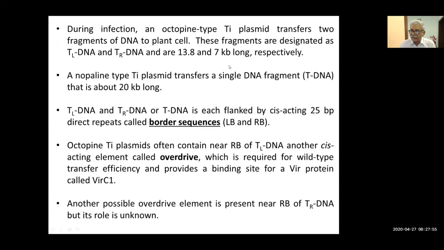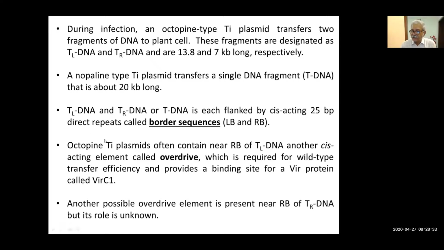While the Nopaline type Ti plasmid transfers one tDNA, which is 20 kilobase in size. The characteristic feature is that these tDNAs originate between the left border and right border sequences, and these left and right border sequences have 20 base pair direct repeats, which are known as border sequences. So these are direct repeats.